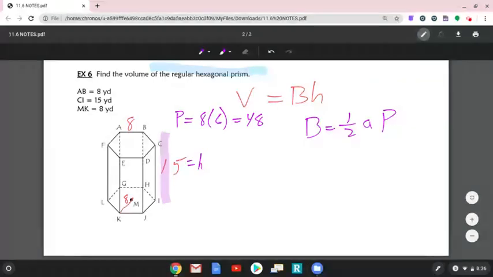So I need to drop an A. Remember, the apothem is perpendicular to the side. So if I take a look at that, I have this little triangle of 8, and I have my A. And what is the length of the other side? Well, it's half the length of the base. If that base is 8, I know this is 4.